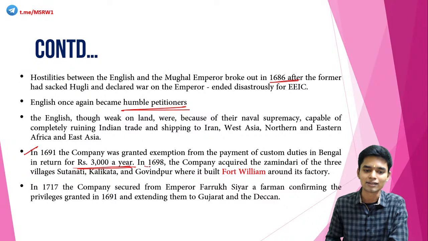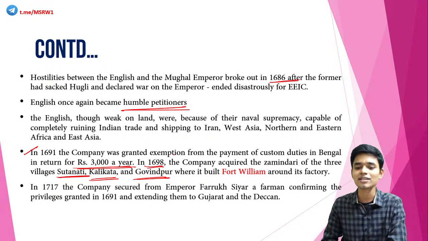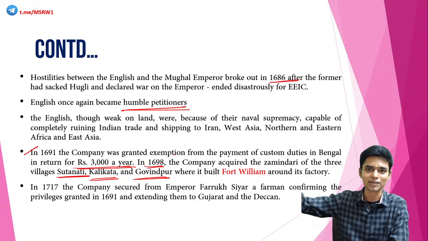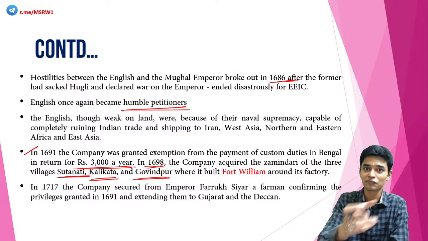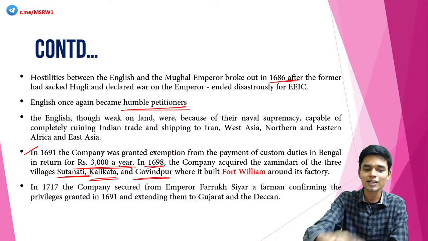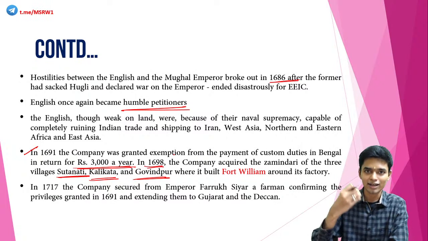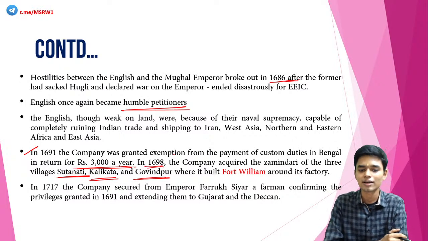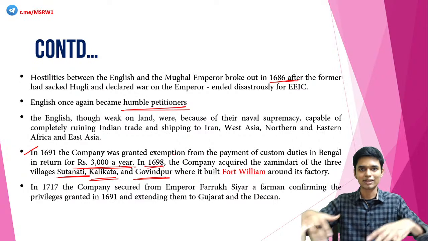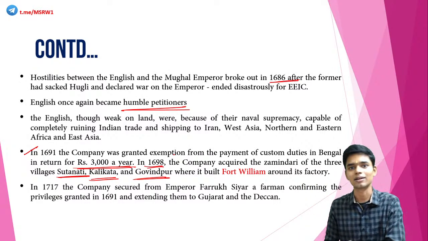Later in 1698, seven years later, the company acquired the zamindari of three villages, Sutanuti, Kalikata and Govindpur. It is here that they constructed Fort William, which would very soon become the seat of the Bengal presidency. The earlier Fort St. George was built in Madras, which was granted to them by a local Raja. Similarly here, in 1698, when they acquired the zamindari, they established Fort William there, and this led to the growth of the city known as Calcutta.